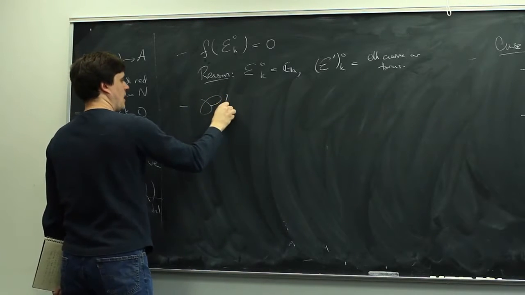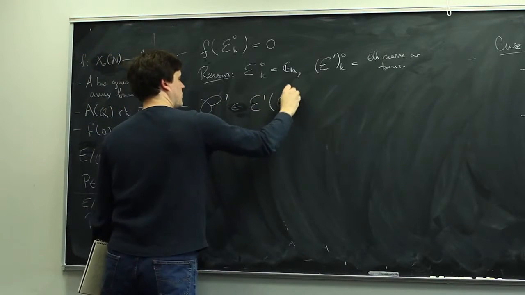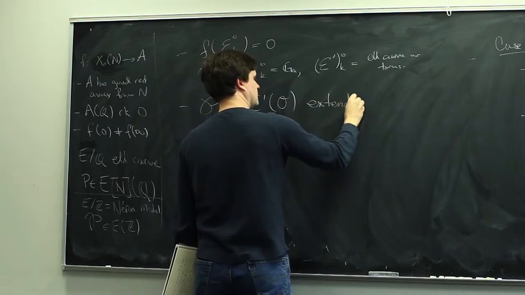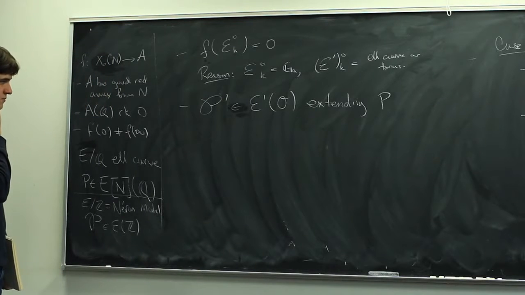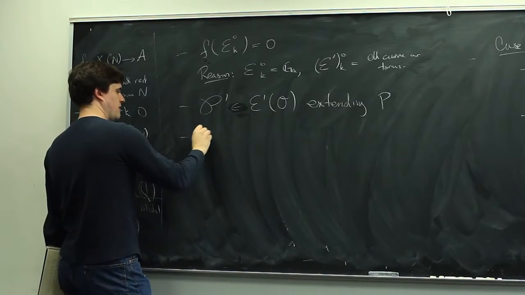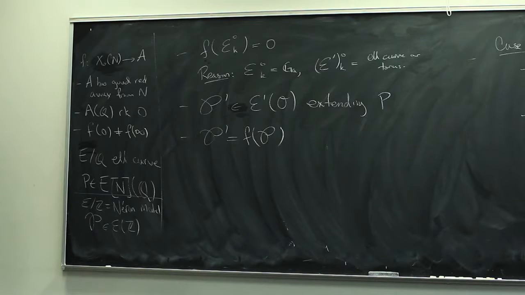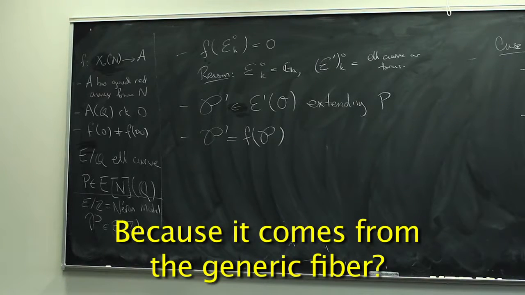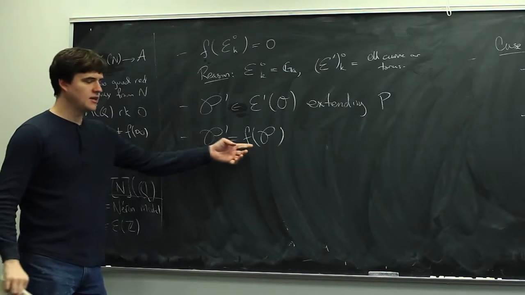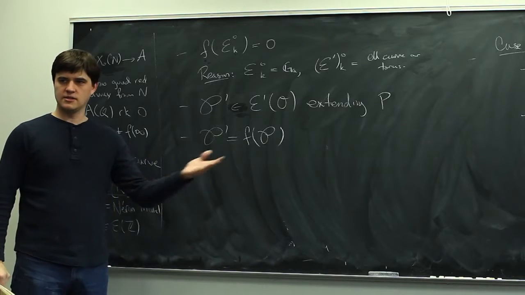All right, so let P prime be the O-point of E prime extending P. Well, this P prime has to be equal to f of P. Why is that? Any ideas? Yeah, I mean, over the generic fiber, these are both just P, right? Because that's the identity in the generic fiber. And you can only extend sections in one way.